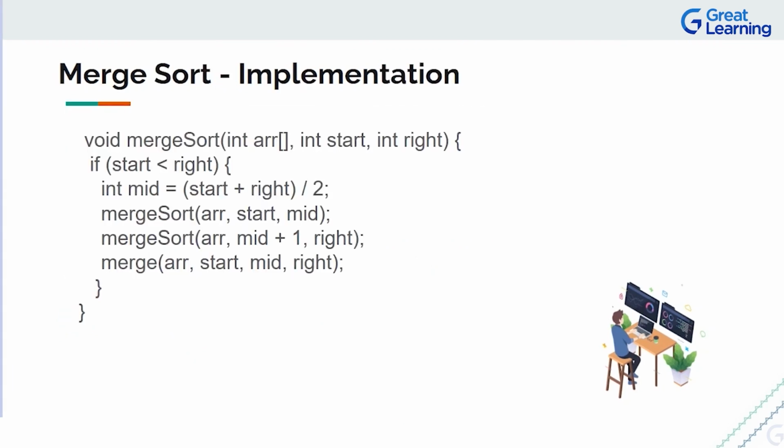Now let's look at the merge sort implementation. Now we know that we need to implement two methods, right? First is the merge sort method and the second is the merge method. So first let's look at how to implement this merge sort.